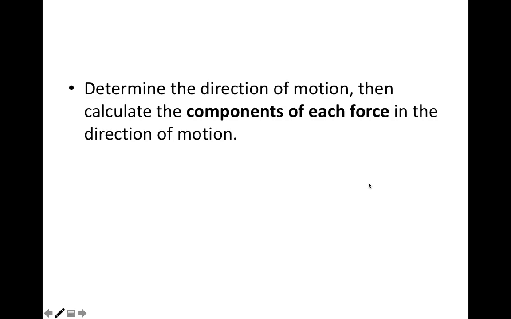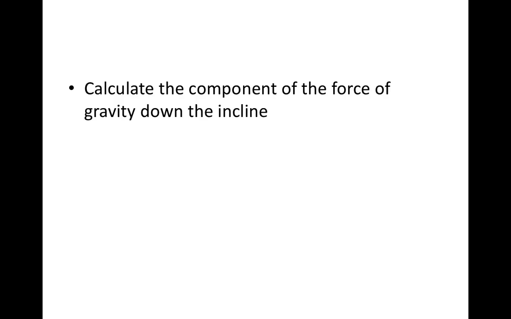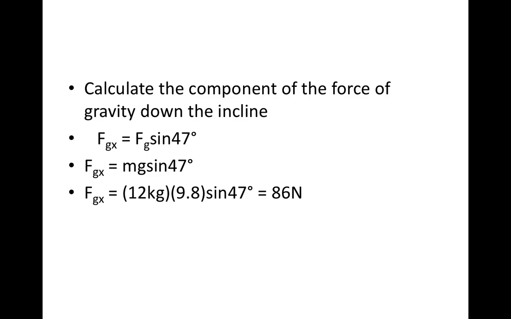Determine the direction of motion, then calculate the components of each force in the direction of motion. Calculate the components of the force of gravity down the incline. So Fgx equals Fg sine 47, just like we did in the last example. And we can solve, and that's equal to 86 newtons.